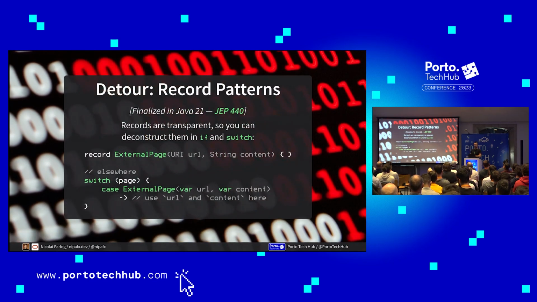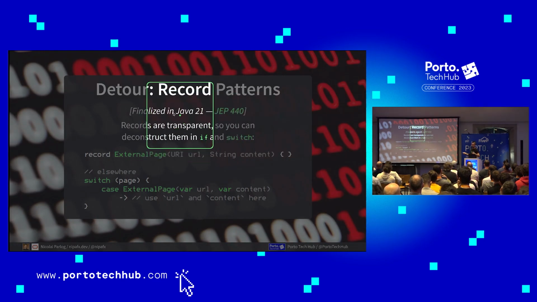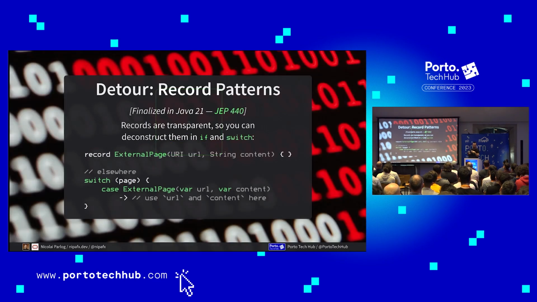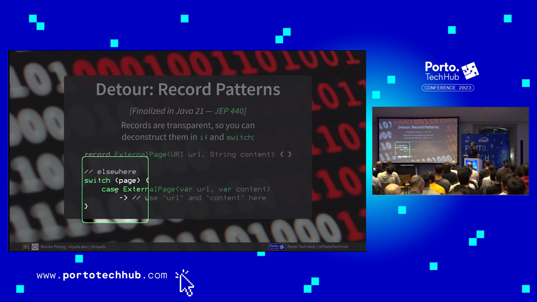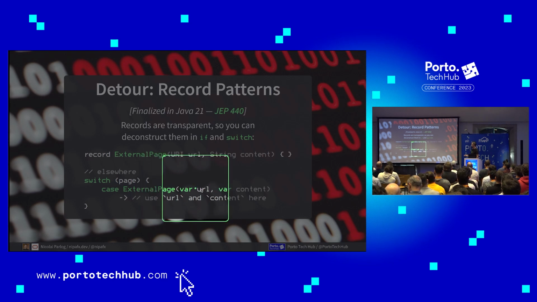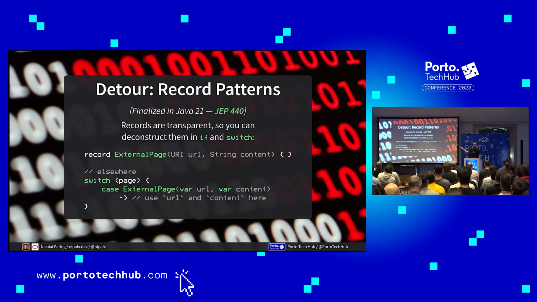Okay, let's keep going. Let's use record patterns. Because records are transparent, I told you we'll get back to that, meaning they do not encapsulate their state. Every field they have is exposed to the outside world, or there's access to every field. We can take a record apart in this pattern. So we have a record external page that has these two components. In this case, we can say, in case it's an external page, and this is entirely new in Java, take it apart into its components, URL and content, and I use var here to show you that it works. You could also put the types here, of course.